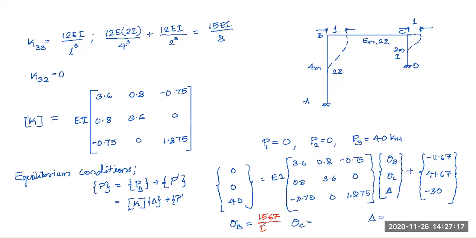15.67 by EI, that is theta B. Theta B is 15.67 over EI. And theta C, I have minus 15.05, minus 15.05 by EI. And delta is 43.60 over EI. Okay, see what you will get. So these are my values in my calculation. Tell me if any difference is there.